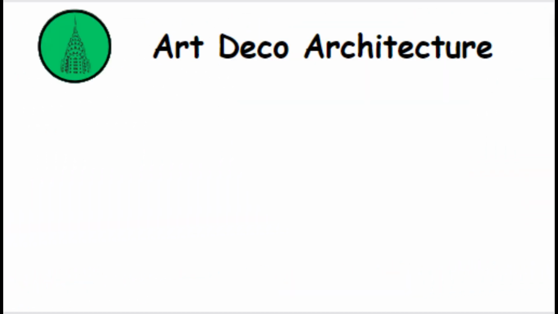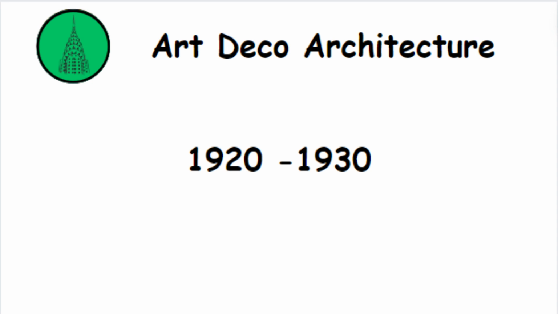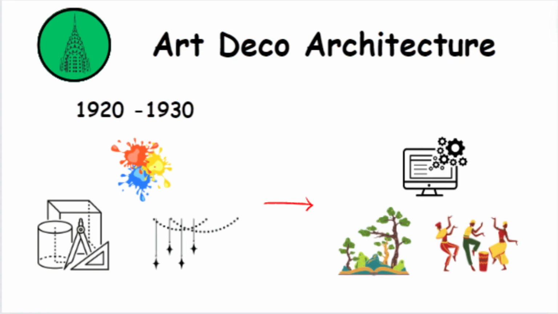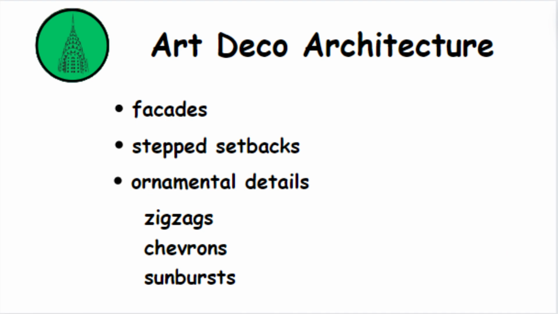Art Deco architecture. Originating in the 1920s and 1930s, Art Deco architecture is characterized by its sleek geometric forms, bold colors, and decorative motifs inspired by technology, nature, and ancient cultures. Art Deco buildings often feature streamlined facades, stepped setbacks, and ornamental details such as zigzags, chevrons, and sunbursts.